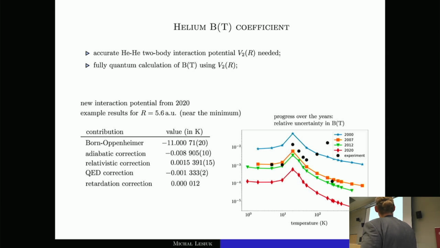These color lines are theoretical. This is the relative uncertainty in the second virial coefficient. These color lines correspond to theoretical results from each year I show here. And you can see that the experimental data, which is in black dots, has been surpassed somewhere near, I don't know, 2012 by theory. And now we have a substantial improvement in theory, so that, again, we can just take this virial coefficient from theory.